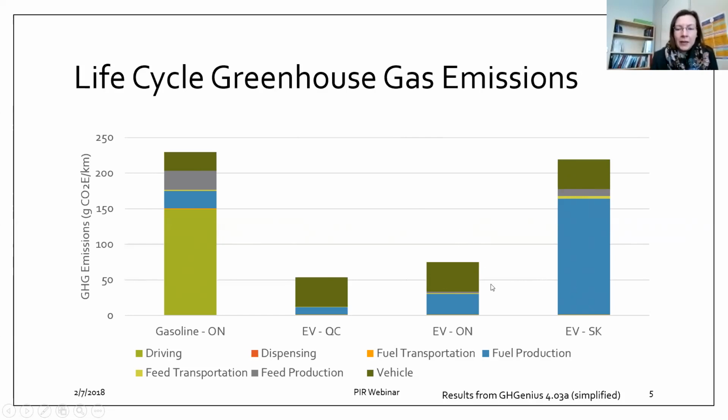So in Ontario, our electricity grid is a pretty good mix. It's got fairly low greenhouse gas emissions intensity overall. We have a lot of nuclear, which has low life cycle greenhouse gas emissions. We have a lot of hydro. So our blue bar here, now, for all of these electric vehicles, we have no emissions from the actual driving of the car, right? So that's our tailpipe emissions. Nothing comes out of the tailpipe of an electric vehicle.